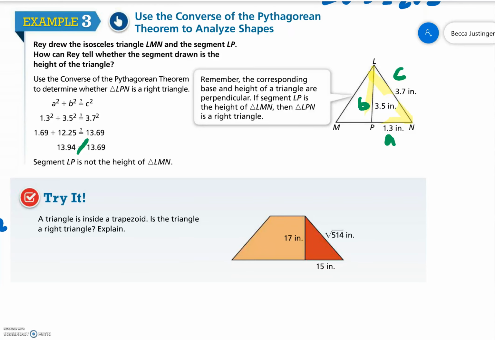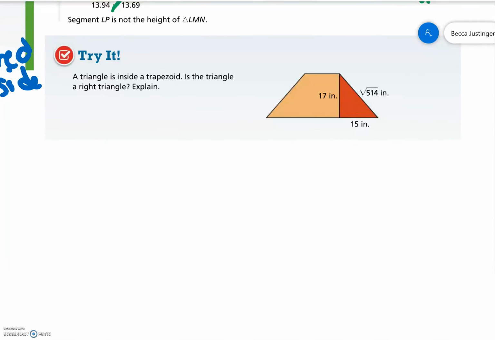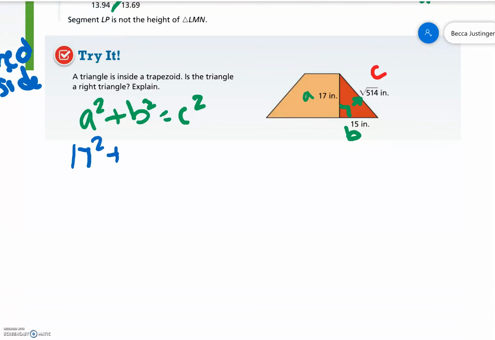Always check. A triangle is inside a trapezoid. Is the triangle a right triangle? Explain. Well, I know this one has to be C, because that's where the right angle would be, if it is. Let's check. So that means C is across from it. Also, if you did the square root of 514, you would see that it is longer than both 15 and 17. So I can label this A and this B. Write out my formula, a squared plus b squared equals c squared. Plug in, substitute: 17 squared plus 15 squared equals the square root of 514 squared.